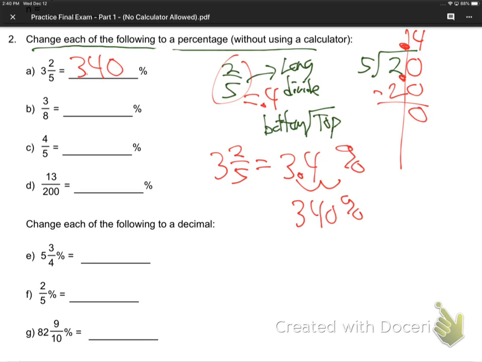All right, so can you try B then? So on B, can you long divide? Do the same thing. This is without a calculator. This would be the non-calculator part. Can you do B? Bottom into top, long divide, get a decimal, then put the percentage on there, move it 2 places to the right. It's like a magnet.